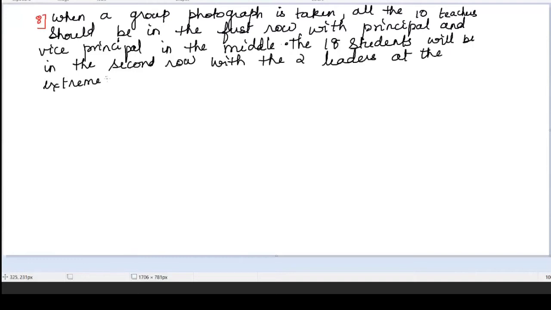How many arrangements are possible? How many arrangements are possible?